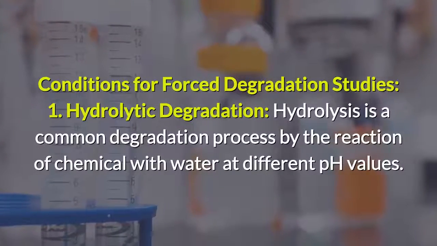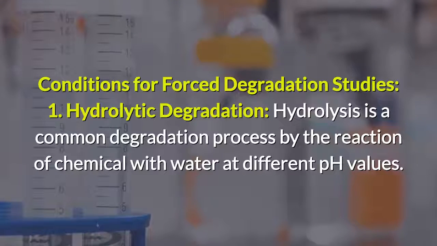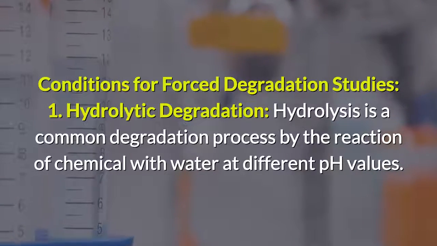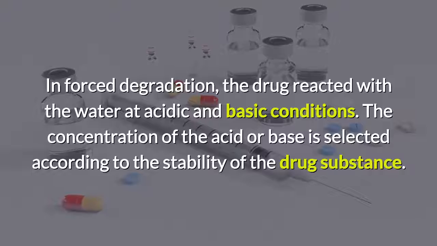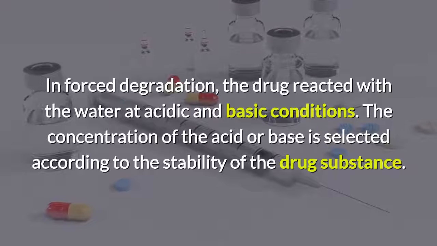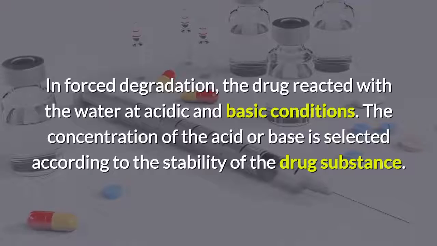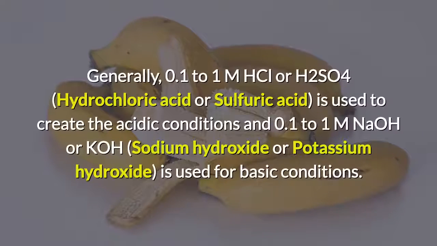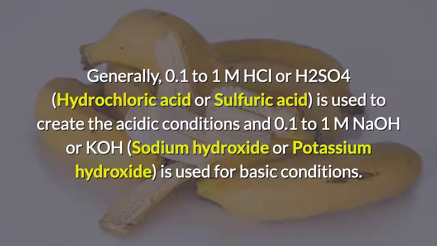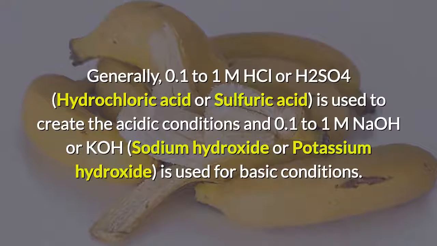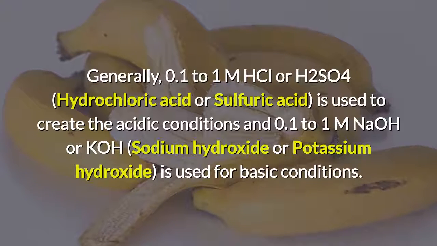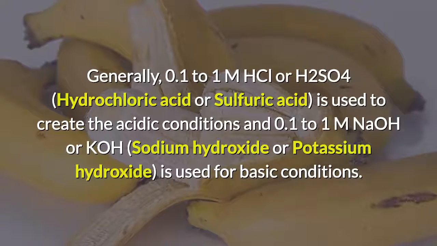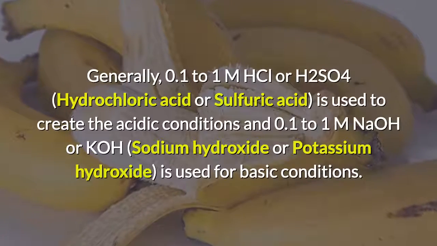Conditions for forced degradation studies. 1. Hydrolytic degradation. Hydrolysis is a common degradation process by the reaction of chemical with water at different pH values. In forced degradation, the drug is reacted with the water at acidic and basic conditions. The concentration of the acid or base is selected according to the stability of the drug substance. Generally, 0.1 to 1 M HCl or H2SO4, hydrochloric acid or sulfuric acid, is used to create the acidic conditions, and 0.1 to 1 M NaOH or KOH, sodium hydroxide or potassium hydroxide, is used for basic conditions.